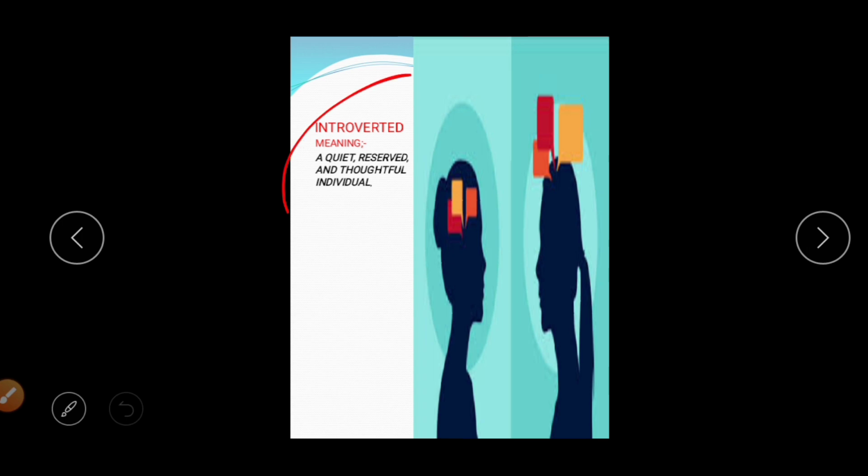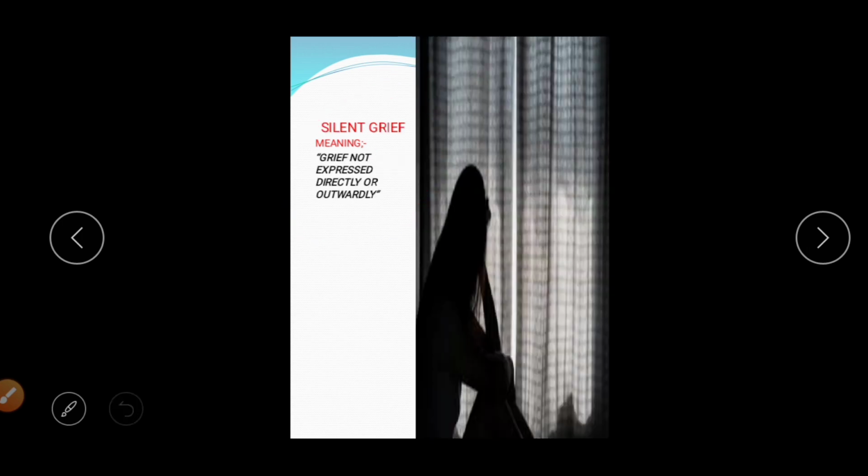The next rubric is silent grief. This introvertedness throws her into silent grief. That means she is not in a position to express her emotions strongly to the world. So she is pent up with grief, silent grief. I have taken the rubric silent grief. Here grief means not expressed directly or outwardly. It is the meaning of silent grief.